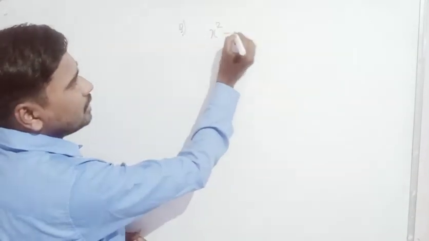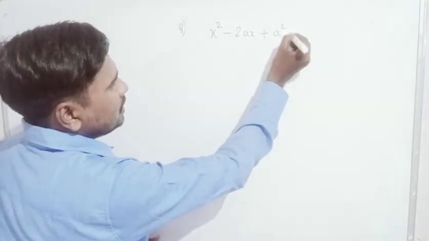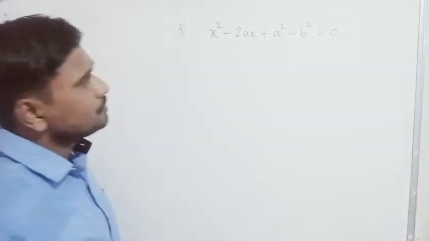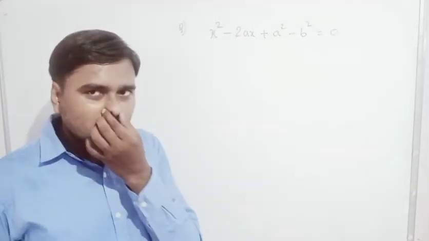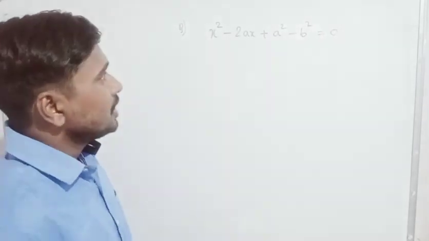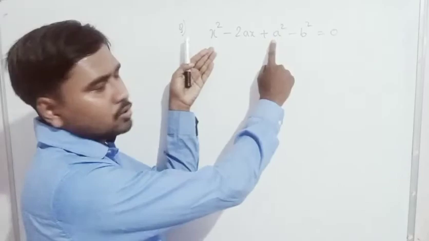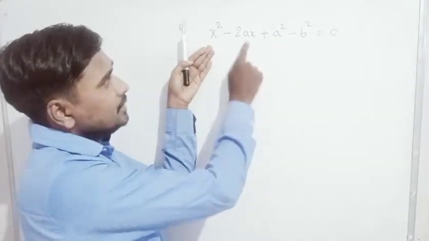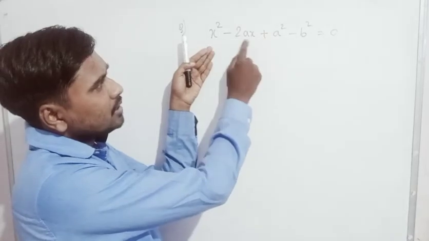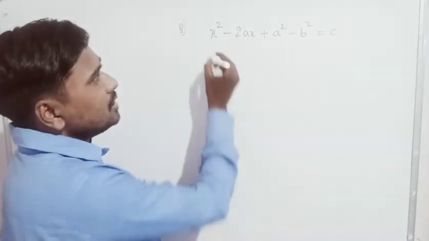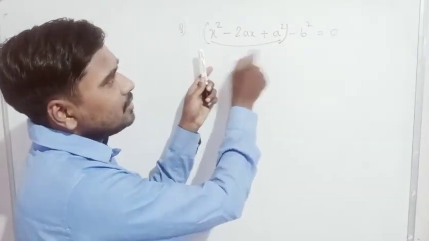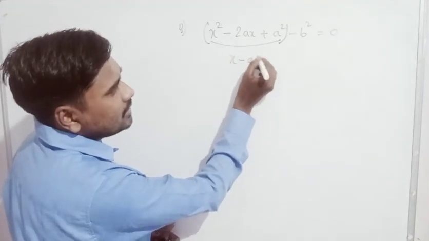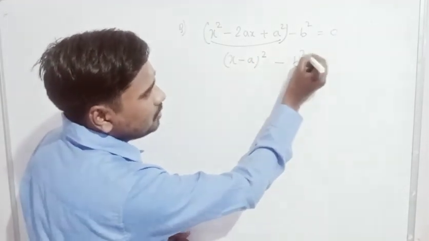The question is x square minus 2ax plus a square minus b square is equal to 0. Now see, basically this question has 4 terms. There are 2-3 ways to solve this question, but a simple way: this is x square, this is a square, x square, a square, and this is ax. So minus 2ax. These 3 are in formula, so put in bracket. Now these 3 are in formula, so it is the formula of x minus a whole square minus b square is equal to 0.